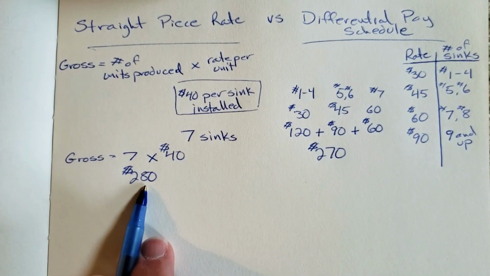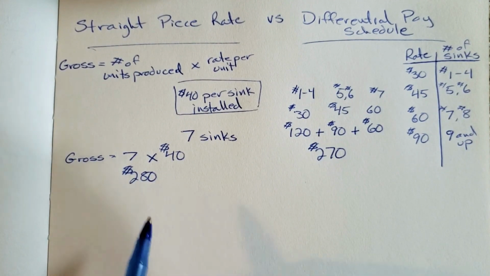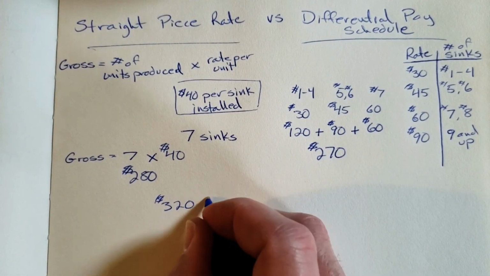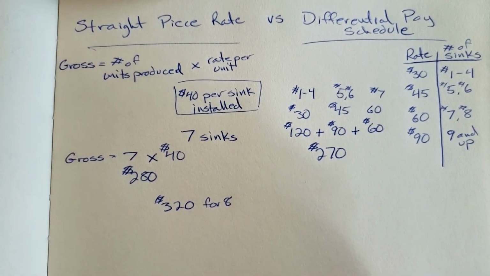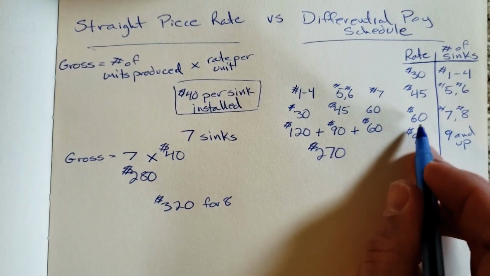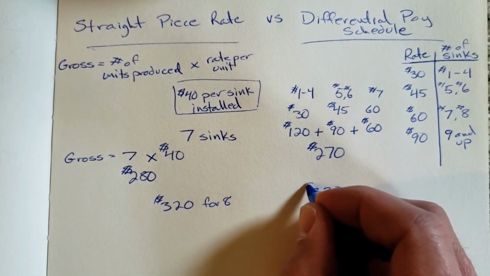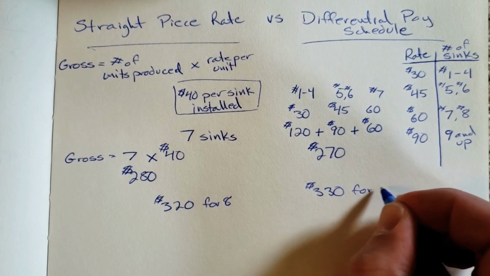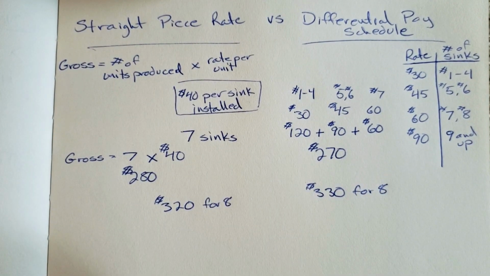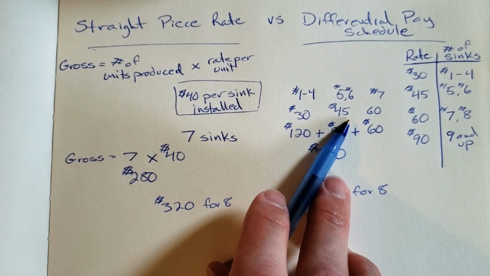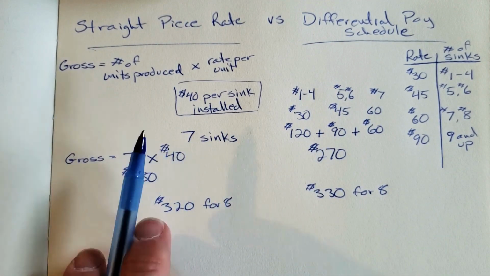This one's only going to get $40, so they'll end up at $320 for 8 sinks. And this person's going to get $60, which is going to put them at $330 for 8 sinks. So there you get some change in what would be a better amount here. So if you're more productive, differential pay scale is better. If you're less productive, straight piece rate would be better.